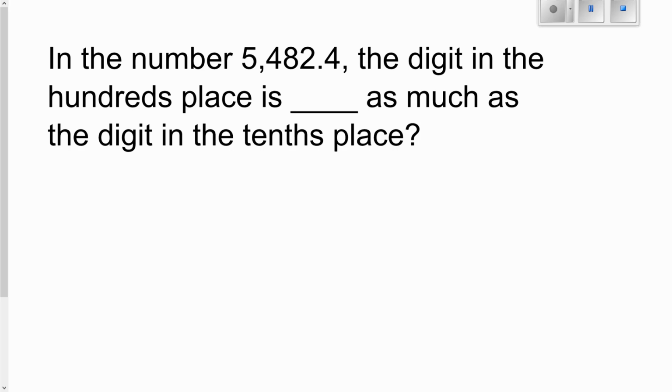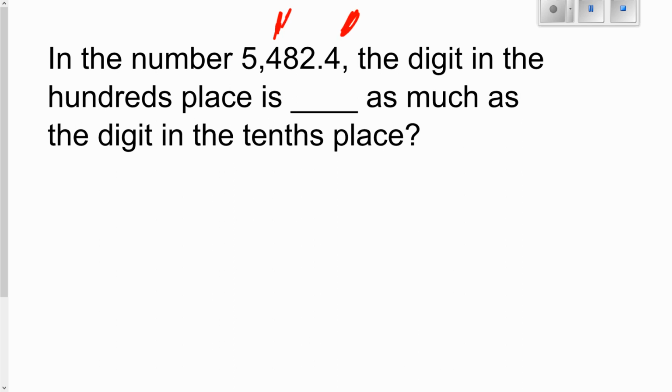So, this question says, in the number 5,482 and 4/10, the digit in the hundreds place is blank as much as the digit in the tenths place. So the first thing we want to do is identify them, right? So the digit in the hundreds place, that is this guy right here, and the digit in the tenths place is this one right here.